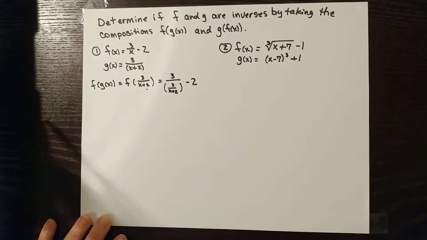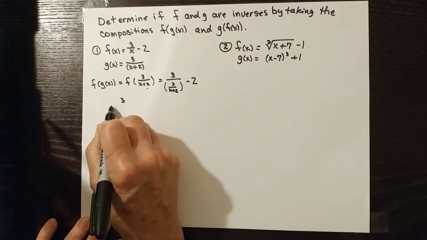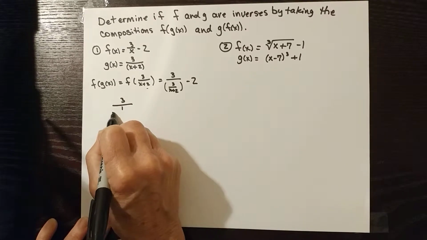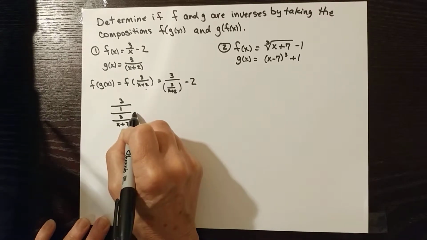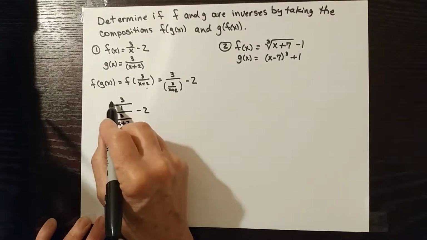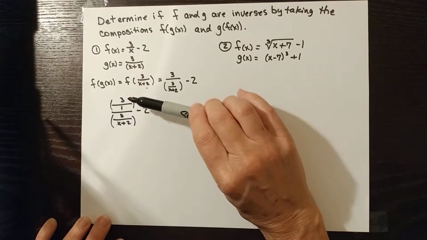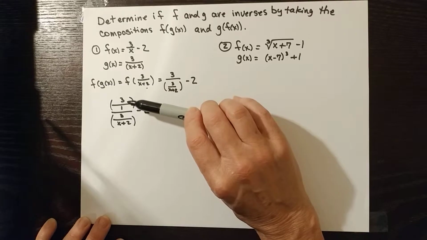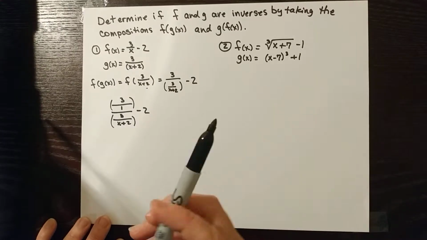So now we have to work with this, and what I see here is a complex fraction. So let's try to simplify that. We have 3 over 1 over 3 over x plus 2, minus 2. And let's simplify this complex fraction. We are allowed to keep, change, flip, or take the numerator and divide it by the denominator.